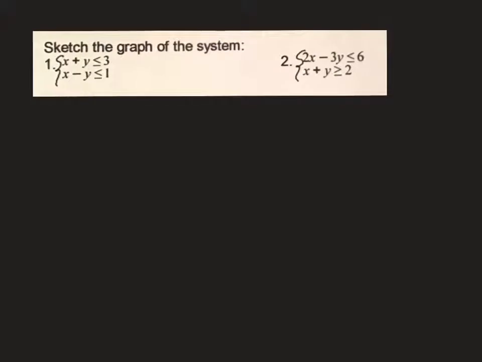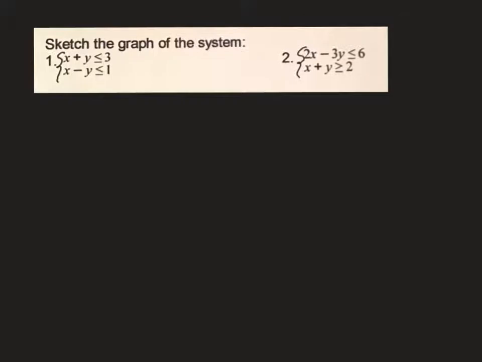So in 1 and 2, we're just going to sketch the graph of the systems. You don't have to write these in slope-intercept form. I find them a little bit easier if you do, but that's totally up to you. So for this first inequality, x plus y is less than or equal to 3, I'm going to subtract my x to the other side and use y is less than or equal to negative x plus 3.